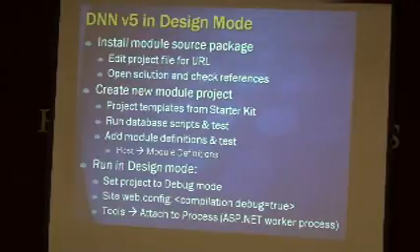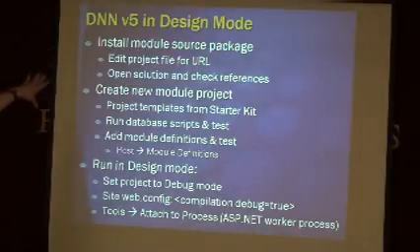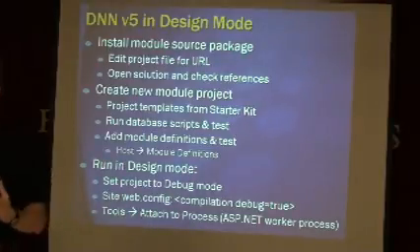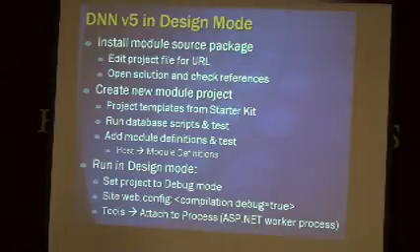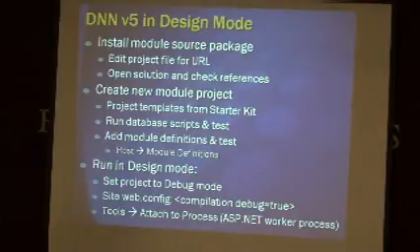All right, so in design mode then, the slide's a little confusing because it talks about two different things. So if you're going to install, let's say you're going to start from an existing module or you want to explore modules, you're going to install a module source package. And I'll do that with my custom module here in a couple minutes. Basically, you need to edit the project file because the URL that you installed on your machine is probably not the same as the standard URL that comes in the project file. There has to be a URL in there. So you have to edit that. Then you open the solution and check the references and make sure that you can find the DNN assemblies and everything.